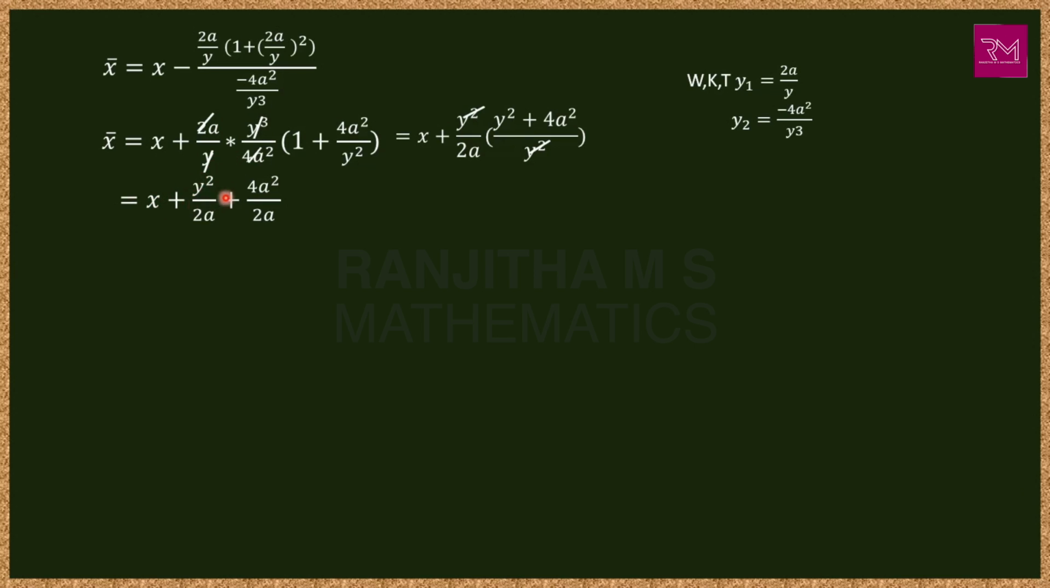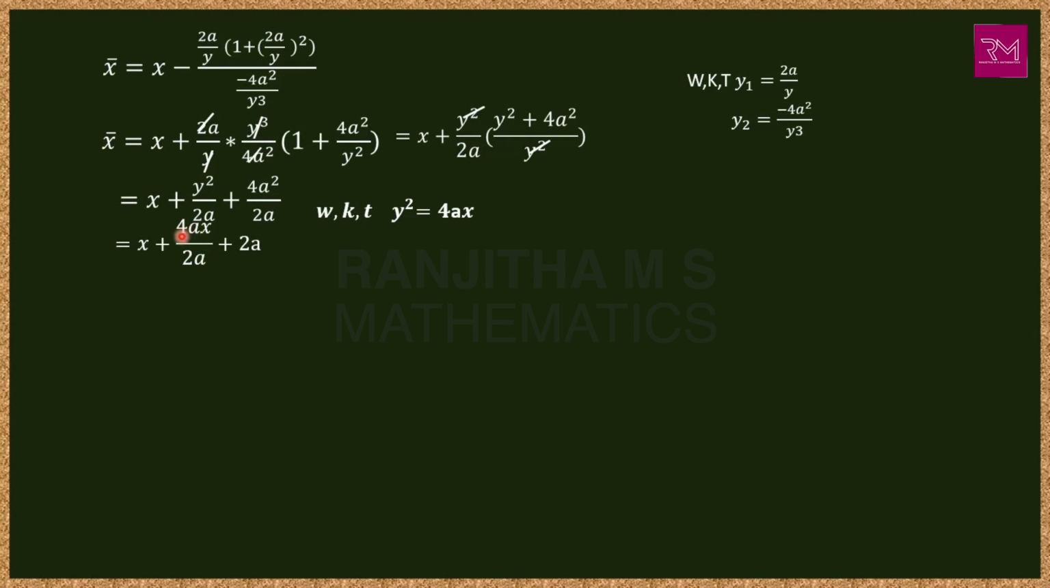So to convert y into x and simplify further, we take the given parabola y square is equal to 4ax. In the place of y square we can substitute 4ax and simplify. We get x plus, in the place of y square we substitute 4ax divided by 2a, plus, here 2a gets cancelled, remaining is 2a.